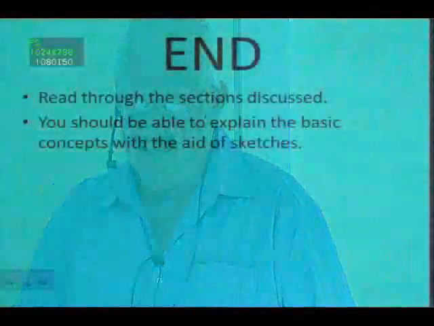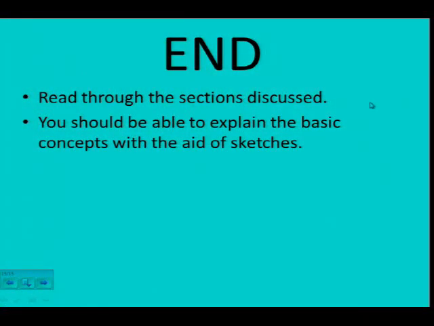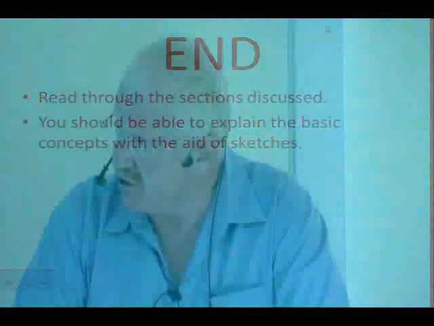Alright, that is it. Just the sections that I've shown you. The difference between the amplifiers, their circuits, their waveforms, and then of course crossover distortion and how to get rid of it. So read through the sections discussed, and as I say here, you should be able to explain the basic concepts with the aid of sketches. Alright, that concludes chapter 7.